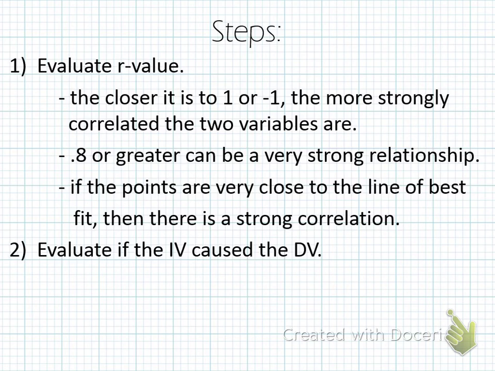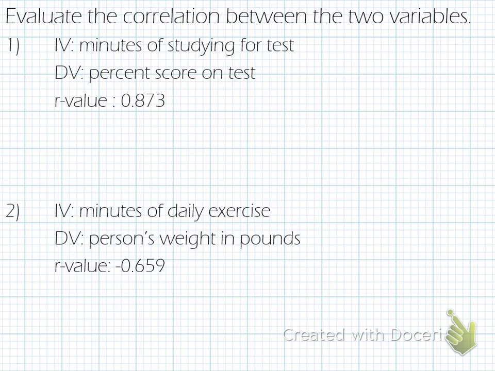Okay? Here we go. So, numbers 1 and 2. Just watch right now, and then you're going to write these down. So, number 1. Your IV, your independent variable. We're going to evaluate the correlation between the two variables. So, our independent variable, eyes up here, focus please: the minutes of time studying for a test. Okay? DV, percent score on the test. It's telling me this is my R value. The R value is positive 0.873.